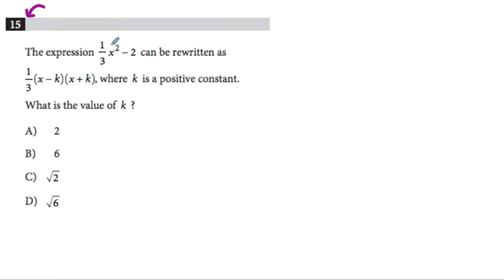So it says the expression 1/3 x squared minus 2 can be rewritten as 1/3 (x minus k)(x plus k), where k is a positive constant. What is the value of k?